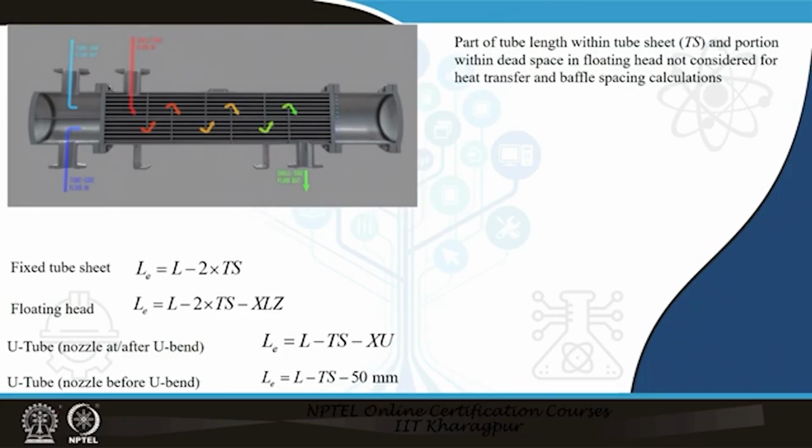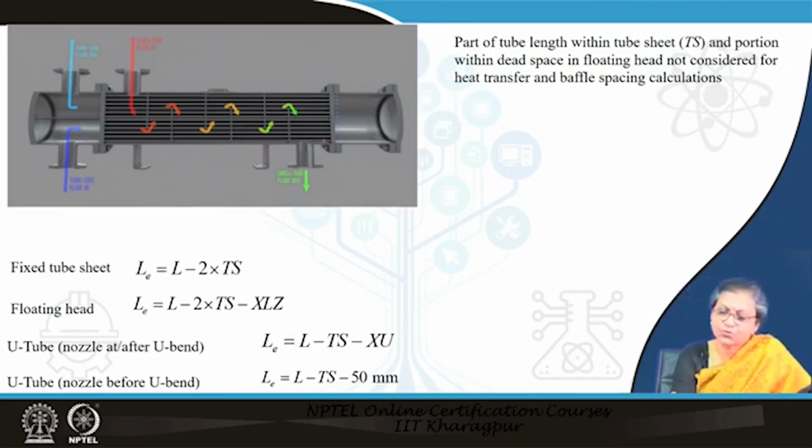One thing you have already understood is that the part of the tube which lies within the thickness of the tube sheet is not available for heat exchange. So this part has to be subtracted. So you need some way to find out the tube sheet thickness. There is one other part also where the tube length is not available. This is the portion beyond the nozzle of the shell side. This portion is also known as the dead space. This is also not considered for the tube length and also for baffle spacing. So these things have to be considered accordingly.